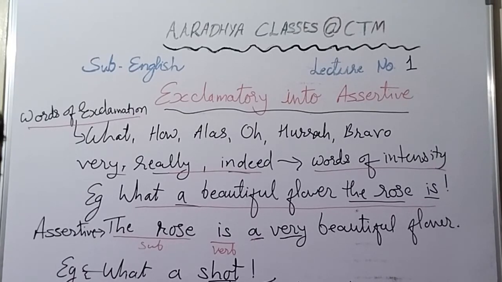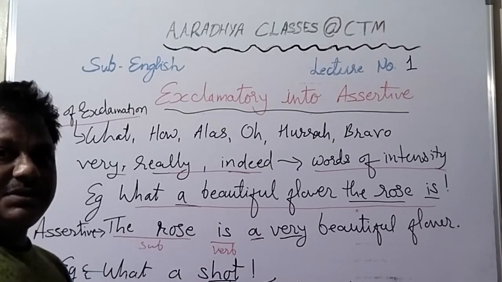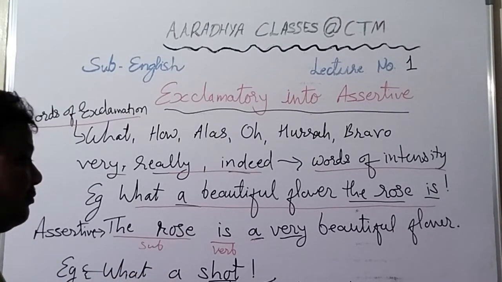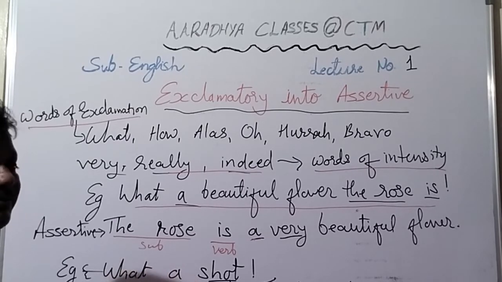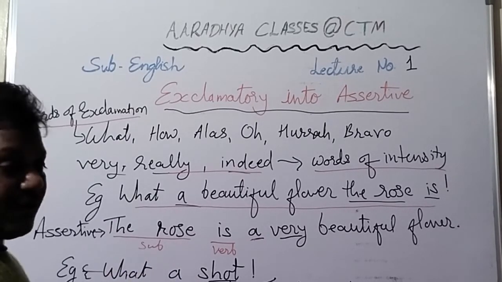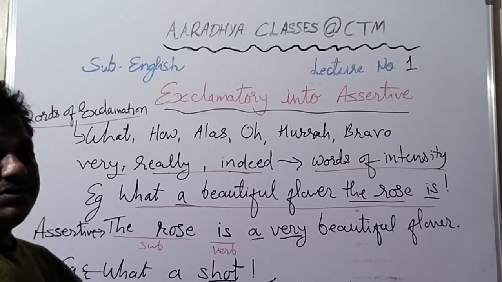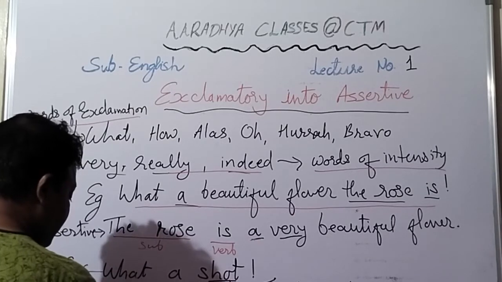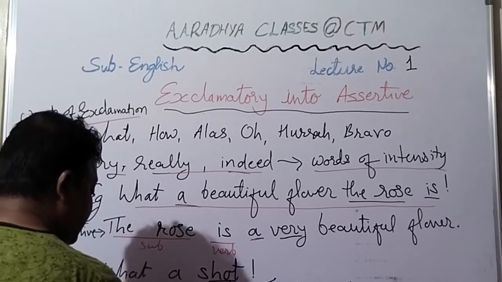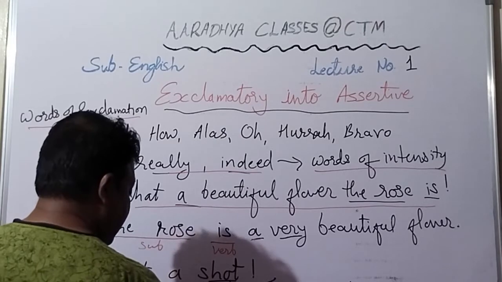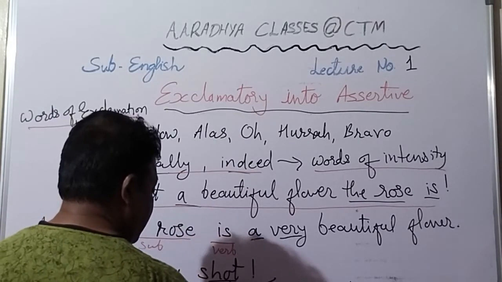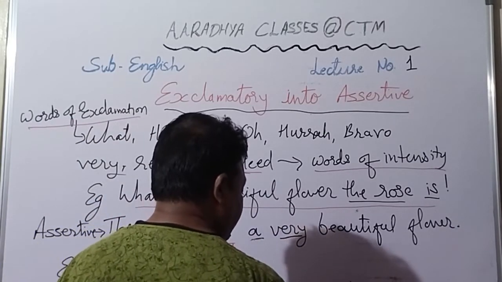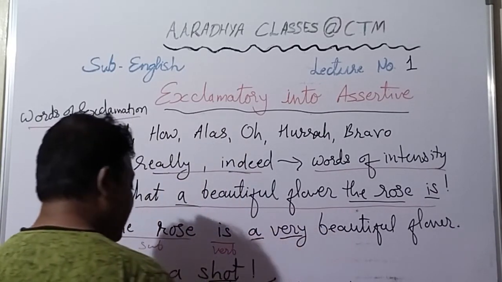You might wonder, sir, the subject and verb have not been given here. So sometimes we have to use our own understanding regarding the sentence, and according to that only we can use the subject and verb. So what is shot? So it is a very good shot, students. Okay, you can also write it is an extraordinary shot. Okay, it is an extraordinary shot.